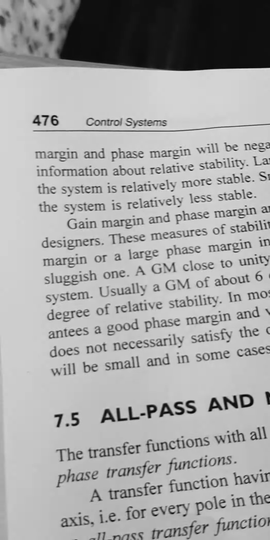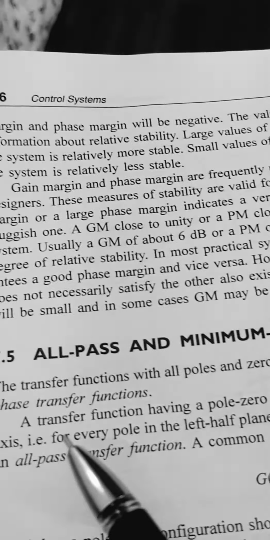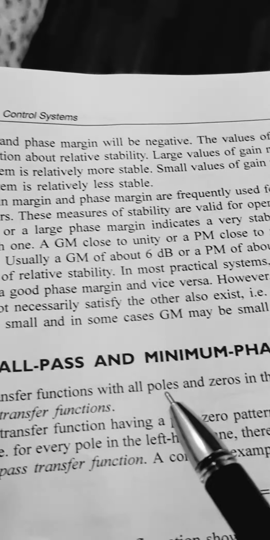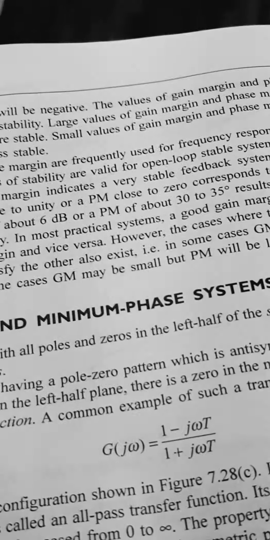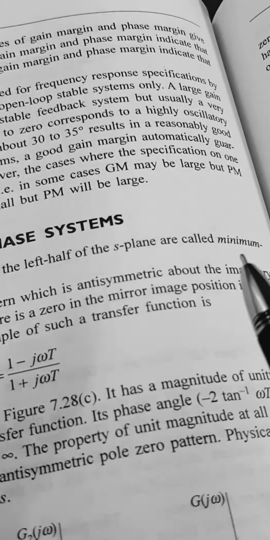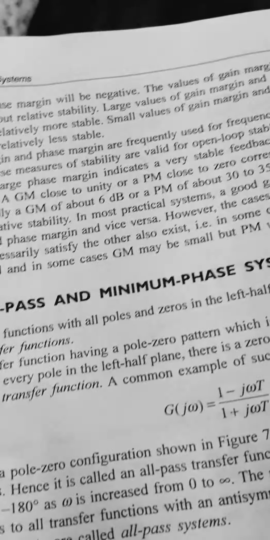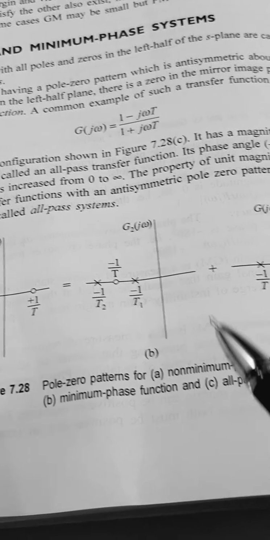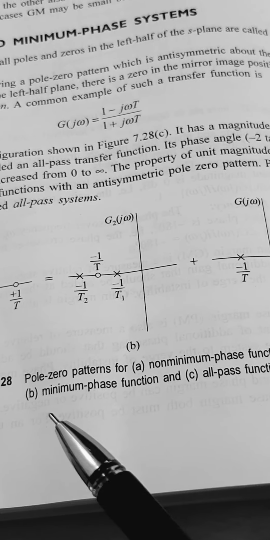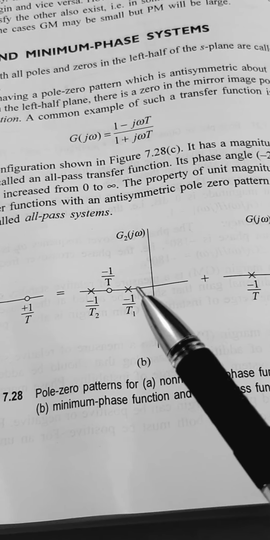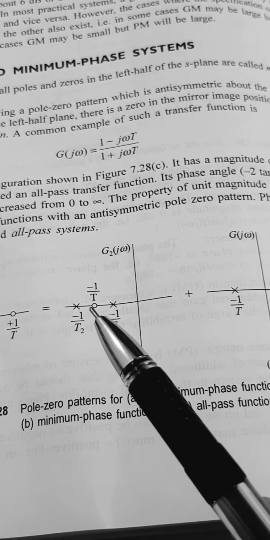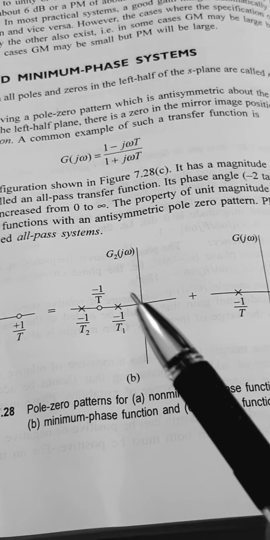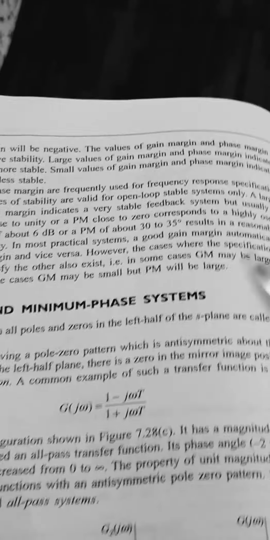Now, all-pass and minimum phase system. We'll see some of the definitions. The transfer function with all poles and zeros in the left half of the S-plane is called a minimum phase transfer function. So here you can see an example of a minimum phase function. There is a 0 and 2 poles. All the zeros and poles are located at the left half of the S-plane.